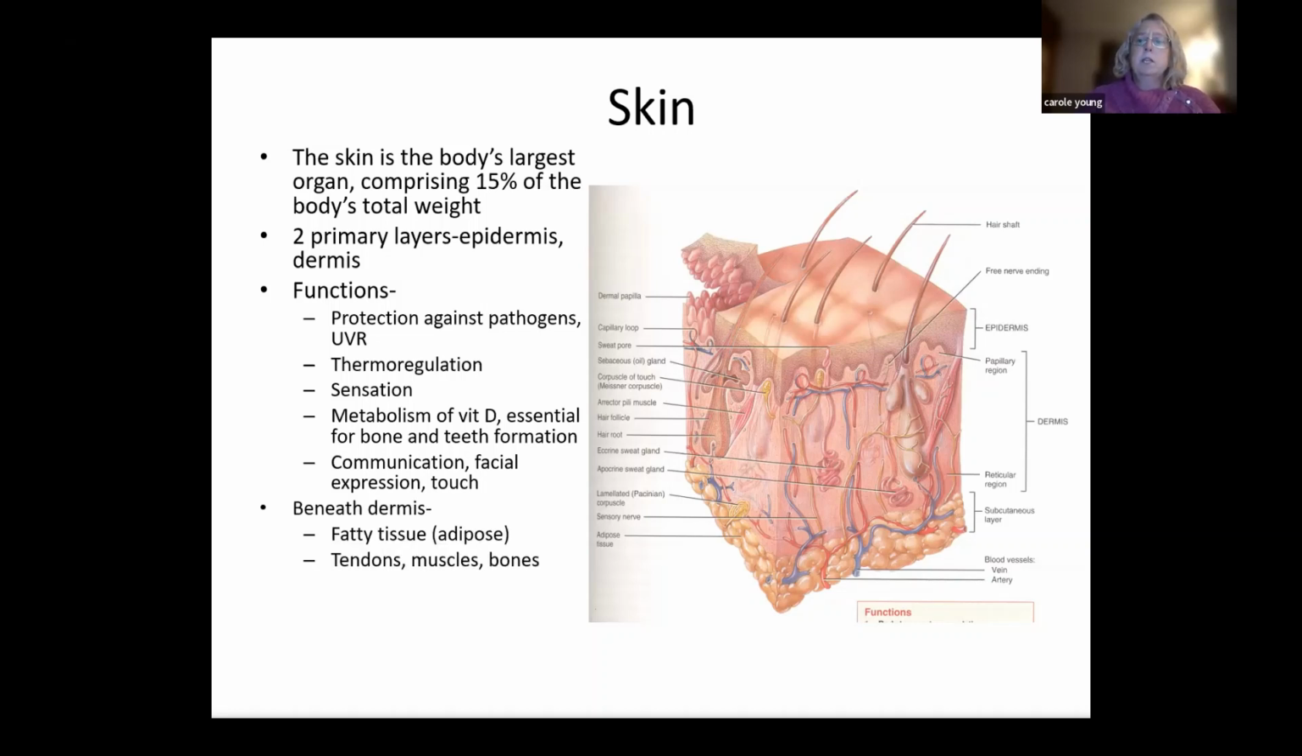Beneath the dermis is the fatty layer, otherwise known as the adipose layer. And this is our cushioning layer. It cushions and protects all our underlying structures, such as our tendons and muscles, our bones and organs. But it breaks down rapidly if it's exposed in a wound, which can lead to an even deeper tissue loss and risks of deep infection.